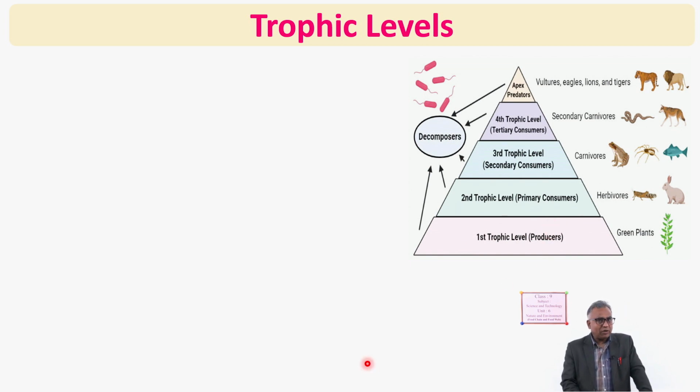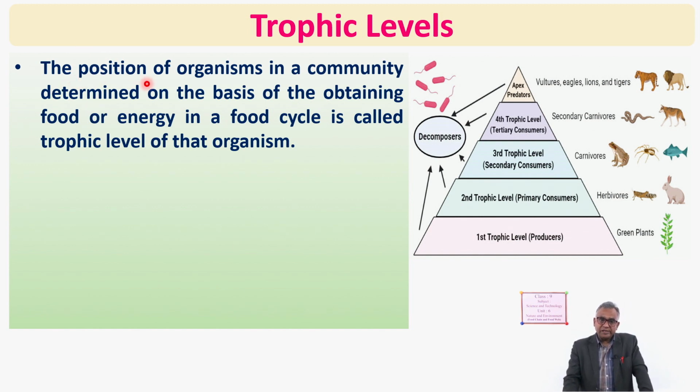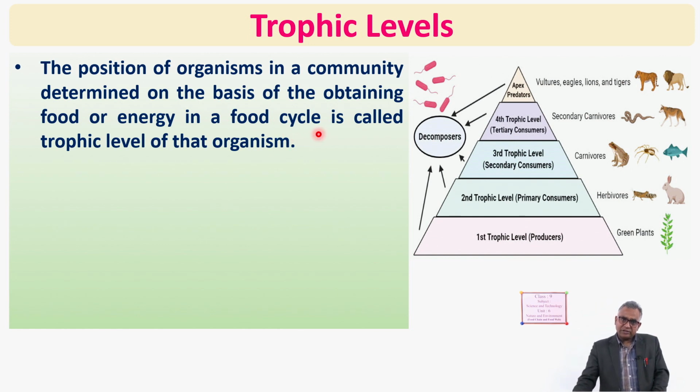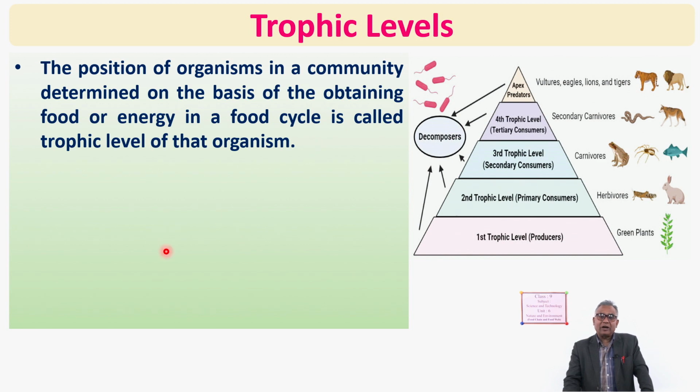So what is trophic level in fact? How can you write? How can you define it? Let's see. The position of organisms in a community determined on the basis of obtaining food or energy in a food cycle is called the trophic level of that organism. The different types of ecosystem like pond ecosystem, forest ecosystem, you have already learned. So in them, the food cycle was explained. Okay, the interrelation between producer, primary consumer, secondary consumer, tertiary consumer, decomposers were described by the food cycle. So in a food cycle, how does the organism get food or energy for survival? That pattern determines in which trophic level the organism remains.